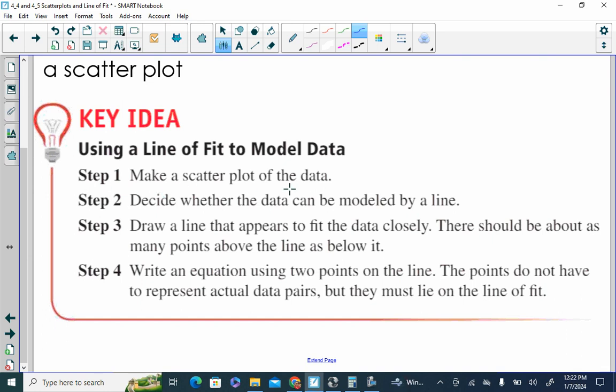Step 1, we will make a scatter plot of the data. In our first few examples, that scatter plot is done for us. Next, step 2, we want to decide whether the data can be modeled by a line. In each one of the examples we do, the answer will be yes. Step 3, draw a line that appears to fit the data closely. There should be about as many points above and below the line. And for step 4, we want to write an equation using 2 points on the line. The points do not have to represent actual data pairs, but they must lie on the line of fit.